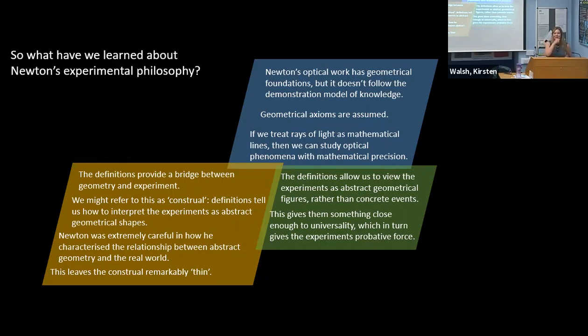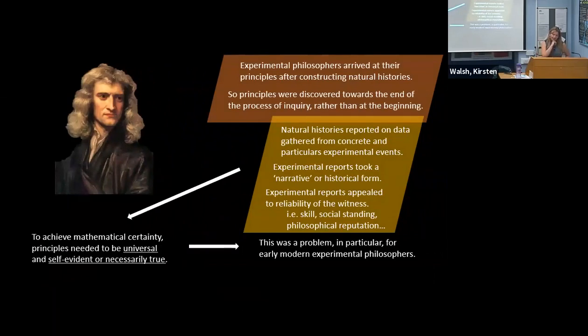Okay, so just to finish up, what have we learned about Newton's experimental philosophy in all of this? Because I gave you this example of experiments, but this is a really particular case. Well, remember where we started. I said Newton inherited this problem of experimental philosophy. How are we supposed to achieve certainty? How are we supposed to turn natural philosophy into a science?